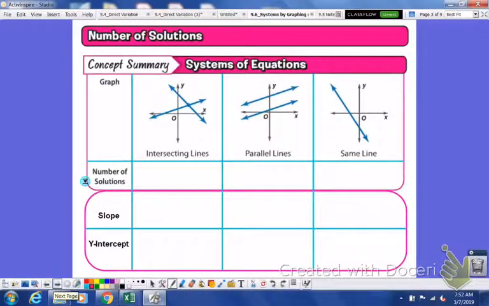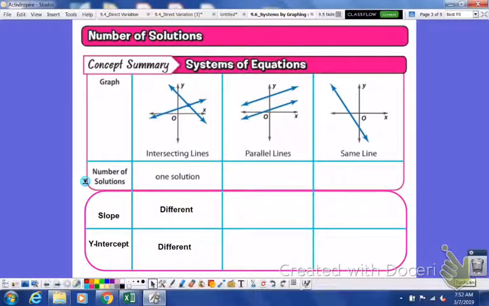Okay, now we have some special circumstances when we're talking about solving systems of equations. So if we look at our systems, first off, if we have intersecting lines, we have one solution. They cross one time, so we have one solution. Your slopes, so your m's, are different, and your y-intercepts are different. So if we have intersecting lines, that means we have different slopes and different y-intercepts. That gives us one solution.